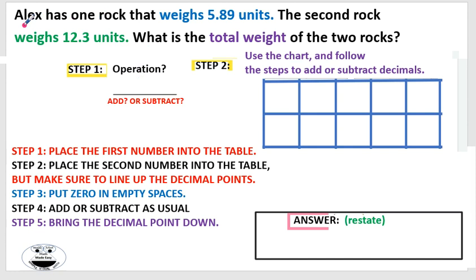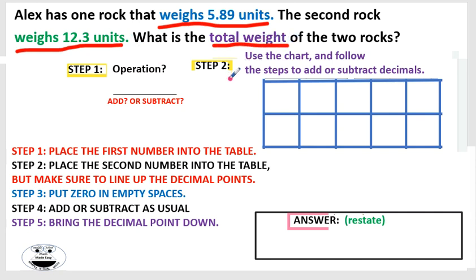And after that, we need to follow the steps that we learned in the previous video of how to add and subtract decimals. So this says Alex has one rock that weighs 5.89, 89 hundredths units. The second rock, so let's underline that, that's important. The second rock weighs 12 and 3/10, 12.3 units. What is the total weight of the two rocks?